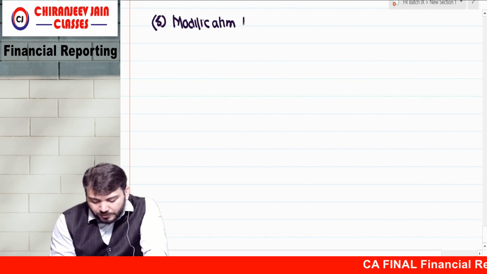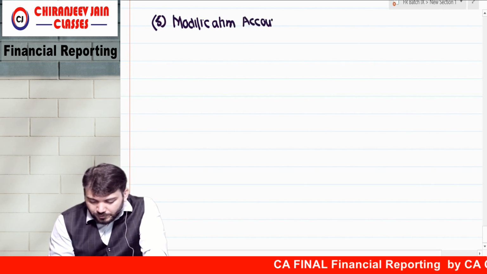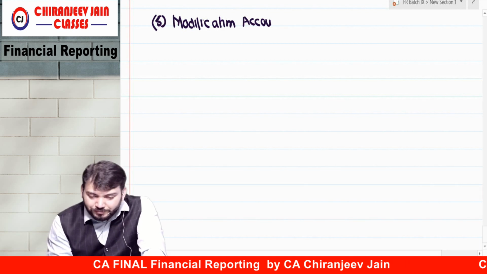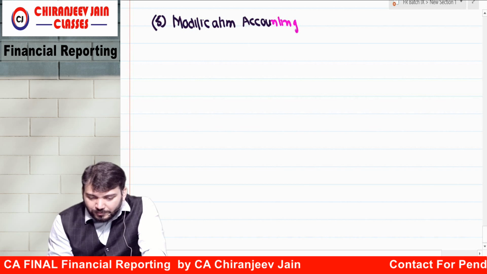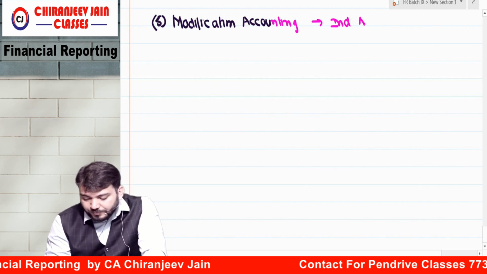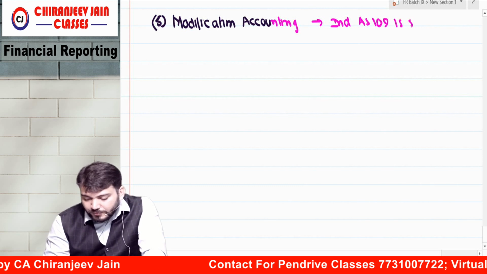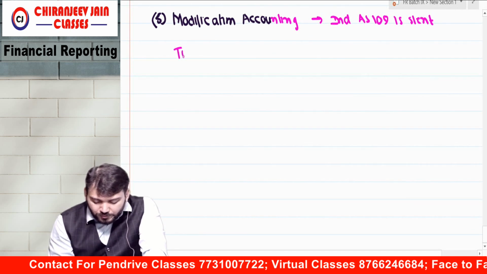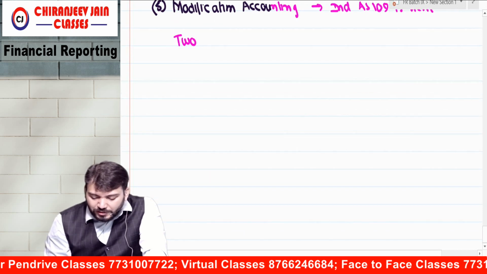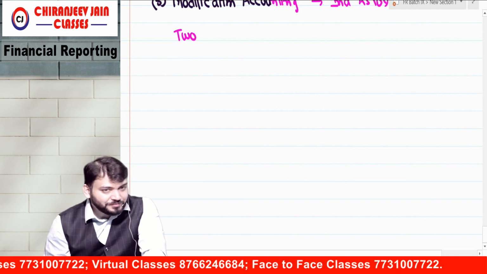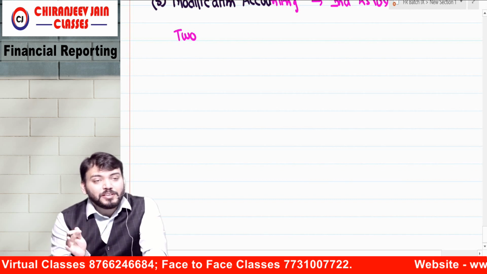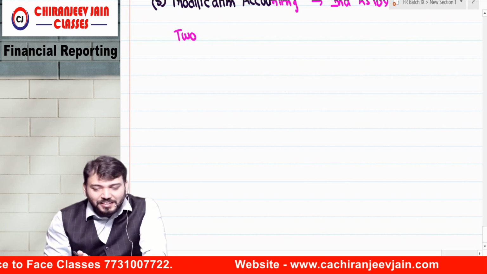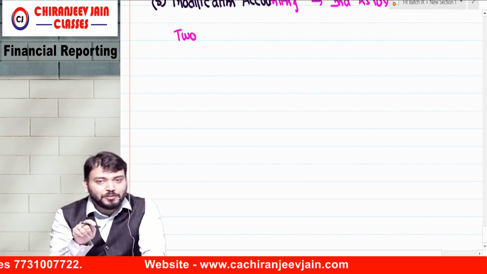Modification accounting. Now for modification accounting, Ind AS 109 is silent. Are you getting what I am saying? So it means we need to take the opinion of what? ICAI. Correct. So Ind AS 109 is silent about modification accounting. It means once you become a chartered accountant, apply your own accounting approach. However, because ICAI has given two alternative accounting approaches, from exam point of view, you need to follow those two.